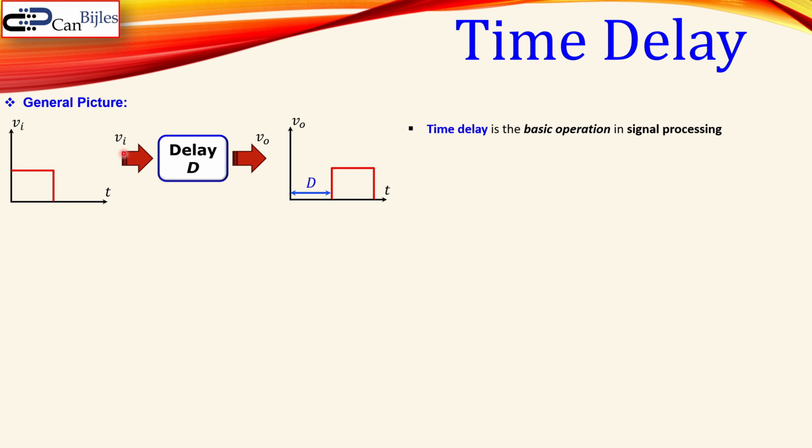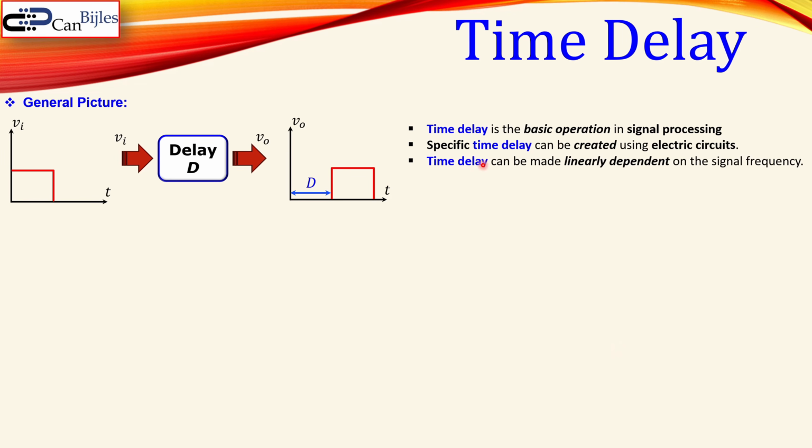Now you see time delay as the basic operation in most signal processings, and we have also a specific time delay that can be created using electric circuits. So that is the realization of this time delay. And time delay can be also made linearly dependent on the signal frequency, which is very handy, again, for signal processing. And the mathematical expression, the time delay is, as said, a time domain operation.